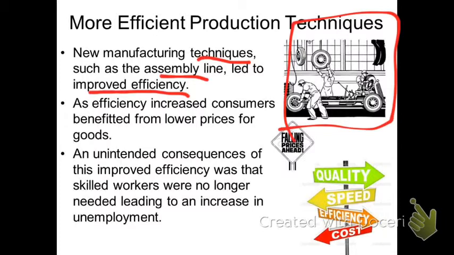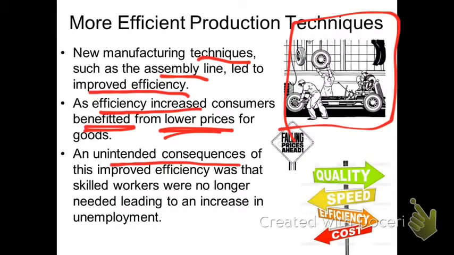Because they do it again and again and again, they get very good at it, very quick, very fast at it, and they're able to mass produce cars, one every 10 seconds. As efficiency increased, consumers benefited from lower prices. Supply and demand: as supply of a good goes up, whether it be cars, donuts, it doesn't matter what it is, prices tend to fall. That is how Henry Ford was able to sell his Model T in 1924 for $300 each.